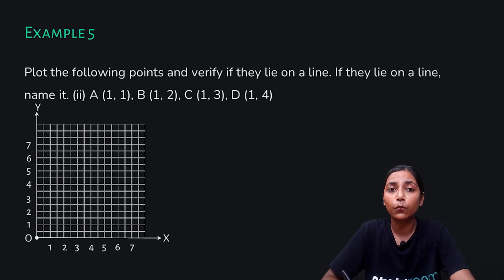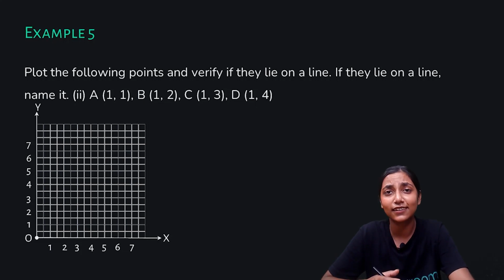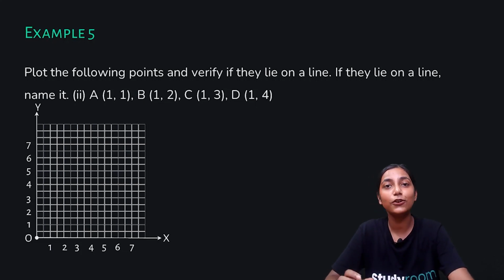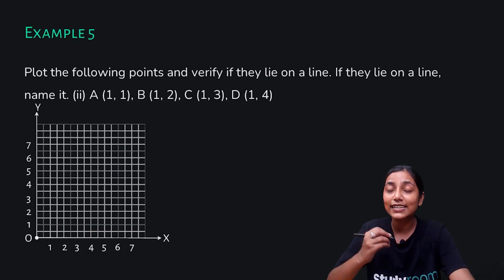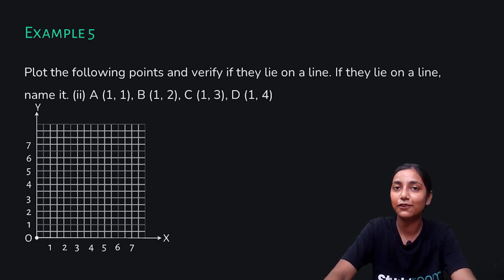Next, again, we are asked to plot the given points and verify if they lie on a line. If they lie on a line, then name it. So, this is just like the previous example that I did earlier. You have to plot all these points A, B, C and D. Just like I did, I have told you how we plot these points. Plot these points A, B, C and D and check if they lie on the same line or not. You can easily do it taking hint from my previous example.